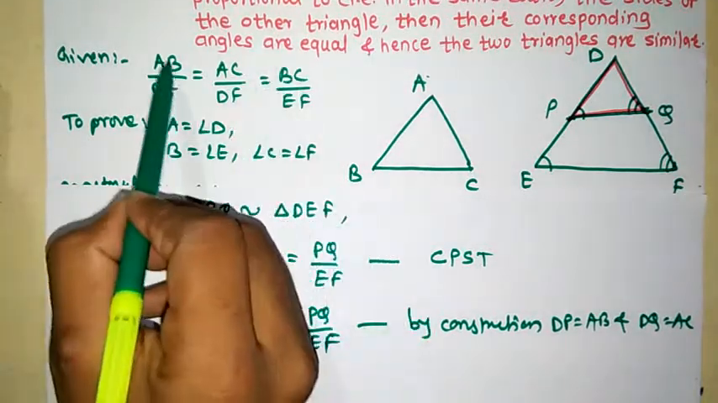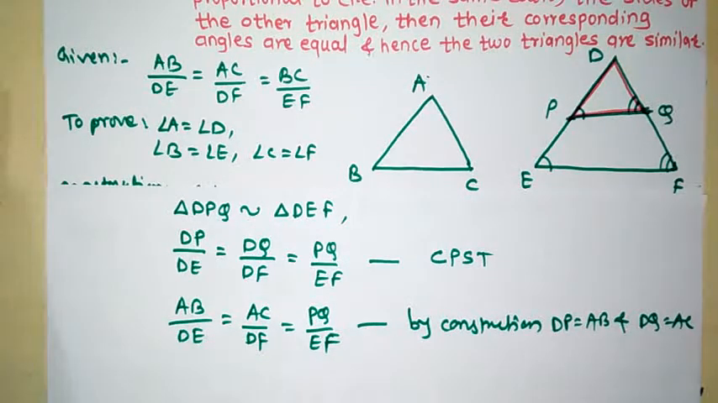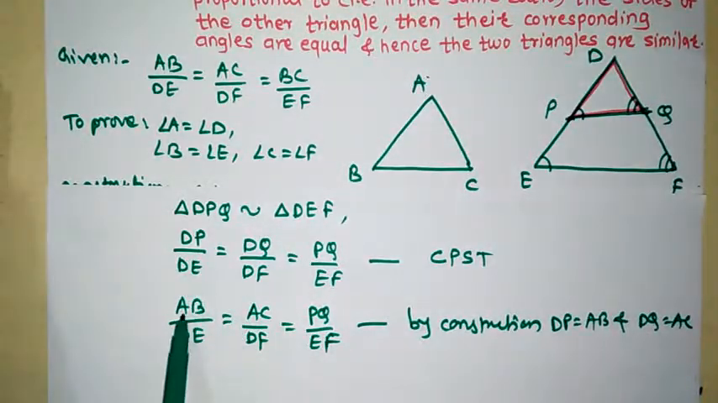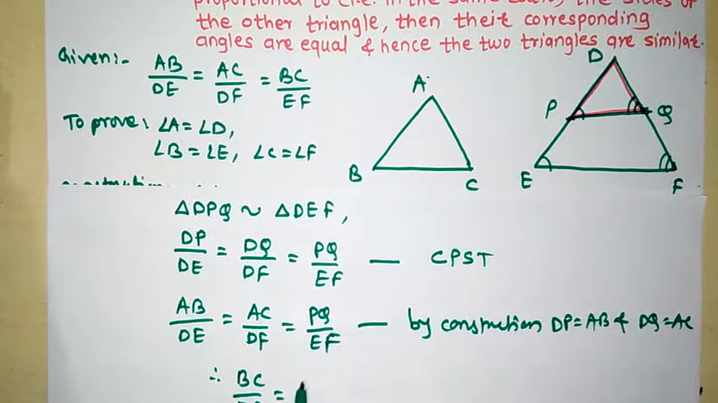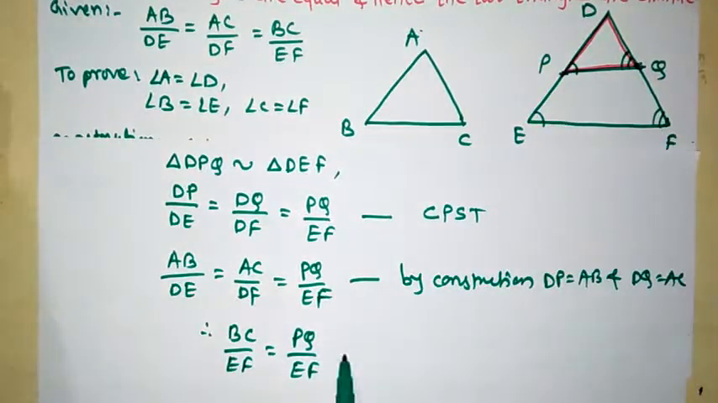Because we know that AB/DE = AC/DF = BC/EF. It is given data. Therefore, instead of AB/DE = AC/DF, we have to write BC/EF. Therefore, BC/EF = PQ/EF, PQ/EF as it is. We have to write here. What is the reason for this? The reason is given.